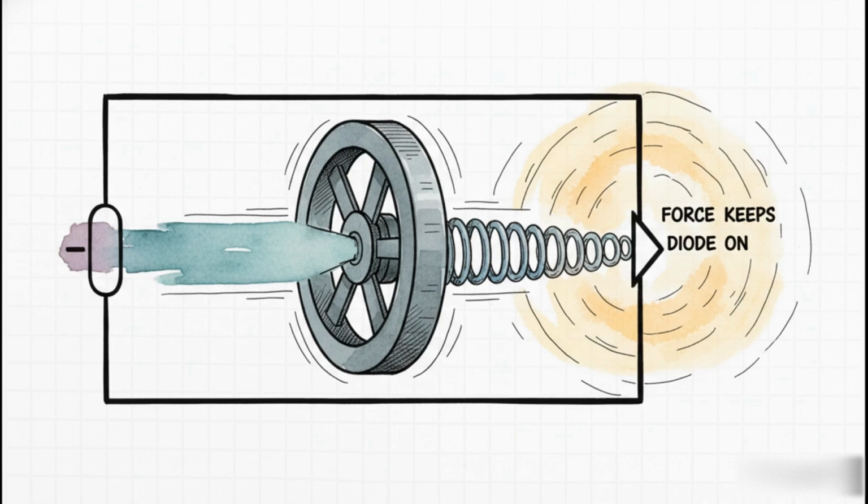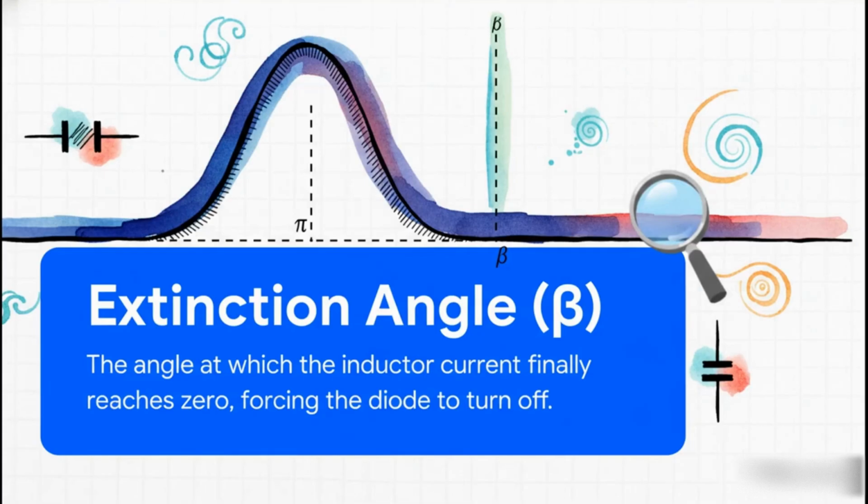It pushes back, forcing current to keep flowing, which keeps that diode turned on well into the negative part of the input cycle. And that leads us to a brand new, super important concept for our waveform. The current doesn't just stop at 180 degrees anymore. It keeps going until that inductor has finally burned through all of its stored magnetic energy.